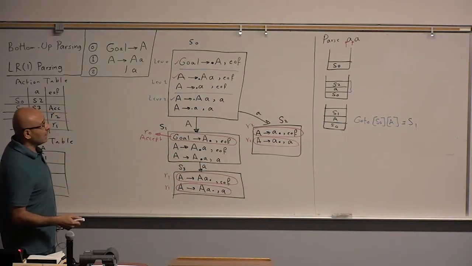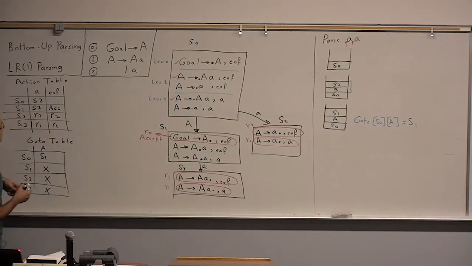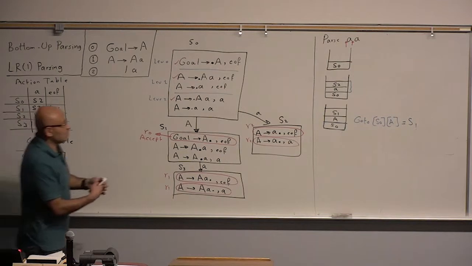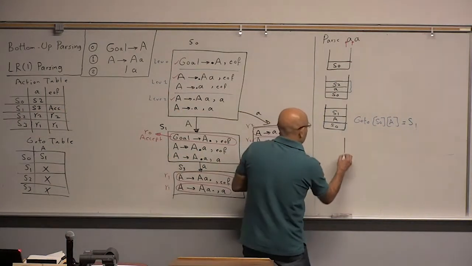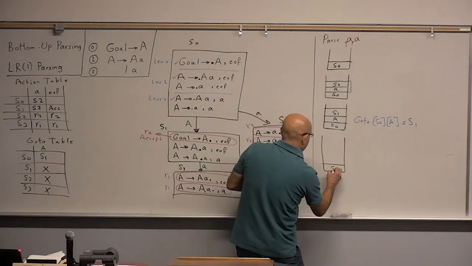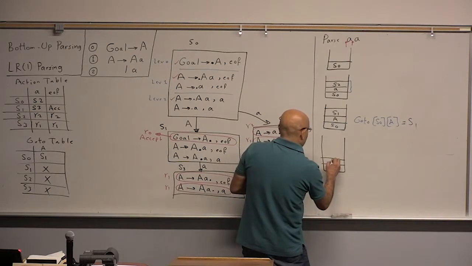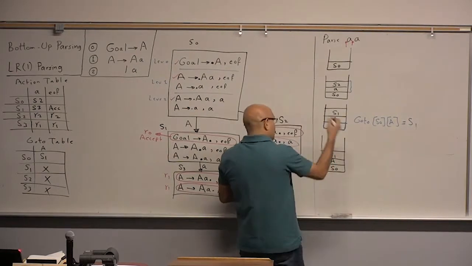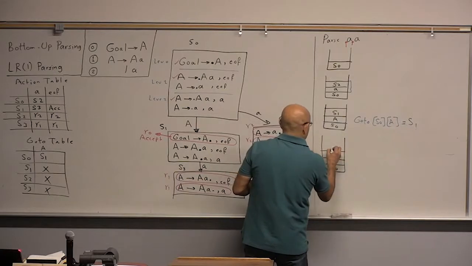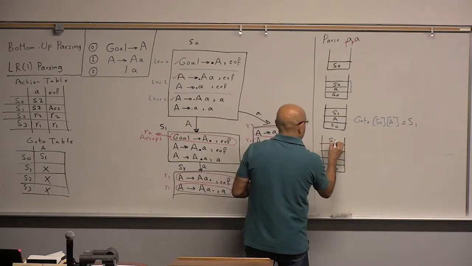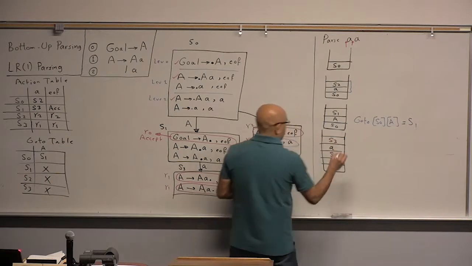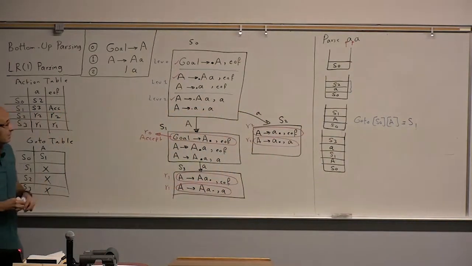So I'm now in S1 and I'm seeing an A. If you are in S1 and you are seeing an A, what does this tell you? Shift to S3. So it tells you go to S3, so you will shift. Now my stack is getting bigger. So I have S0, A, S1, and I'm shifting. So I'm going to another state with an A and an S3. This is what I have on the stack now after the shift.